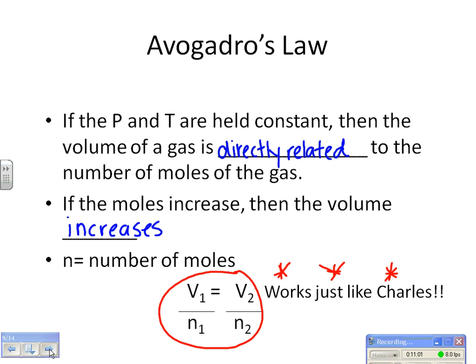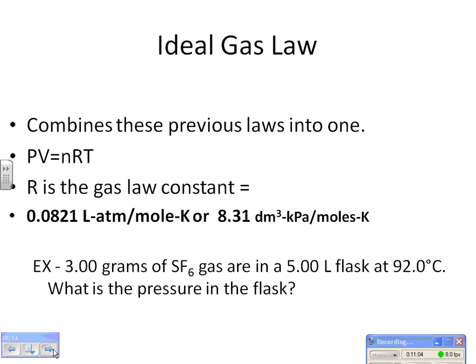The next gas law we're going to look at is the ideal gas law, one of my favorite gas laws. It combines all the previous laws together: pressure, volume, number of moles, temperature, and a constant. PV equals nRT. We call it PIV-NERT. R is the gas law constant, and you really need to know two different values for it.